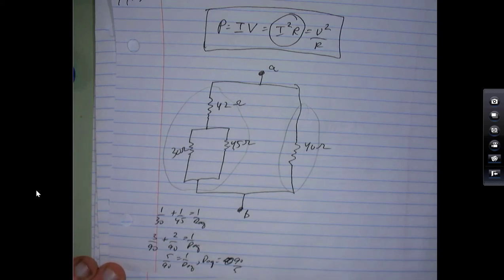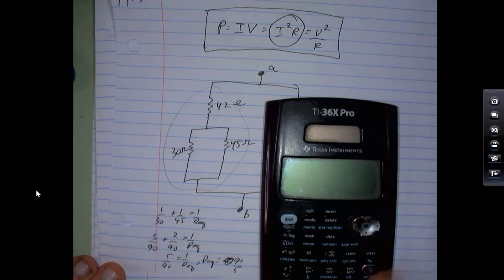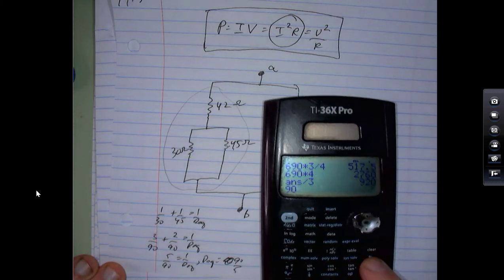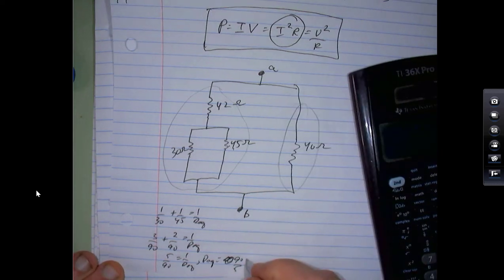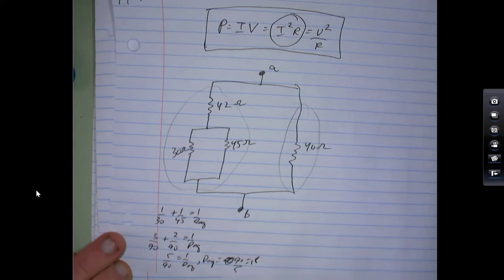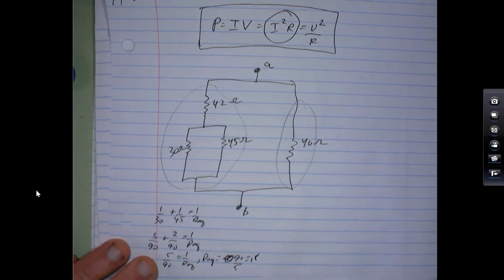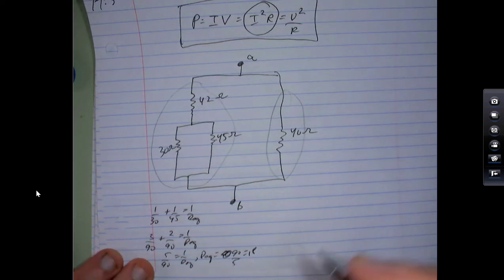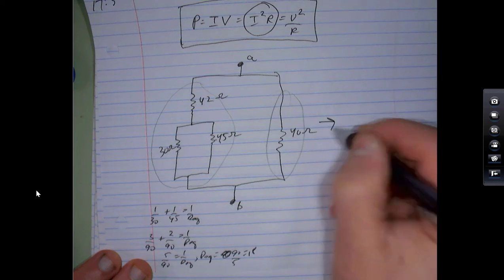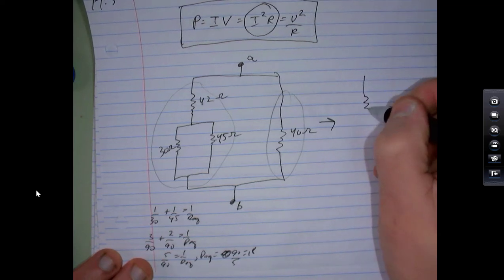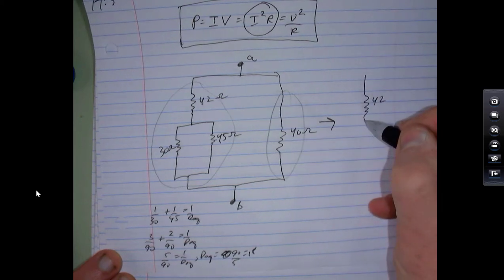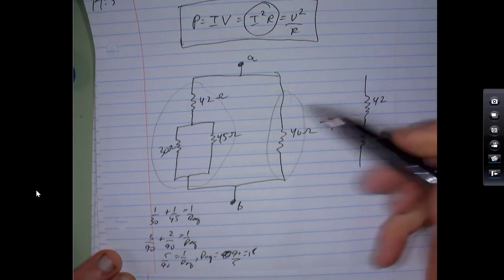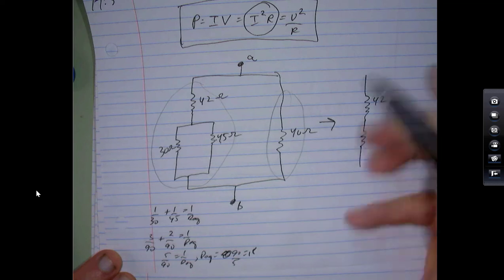So let's see, that would be about, let me just do it with my calculator. 90 divided by 5, less than 20, right? 18, yeah. So 18 ohms. So you can take the 30 and the 45 and replace it with an 18. So let's actually do that. So we still have a 42. Right, that's this part I'm drawing. These are all in ohms. Now you can take the 30 and the 45 and replace it with an 18.